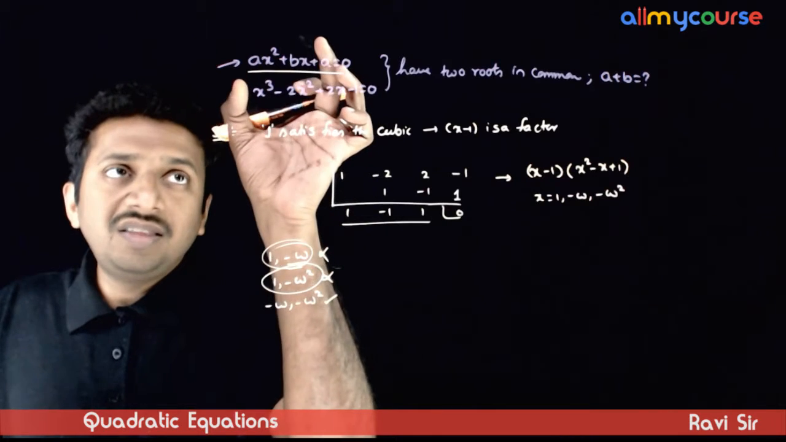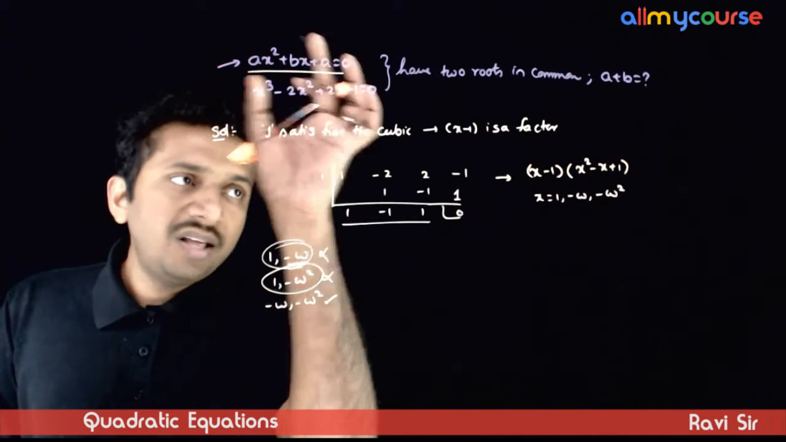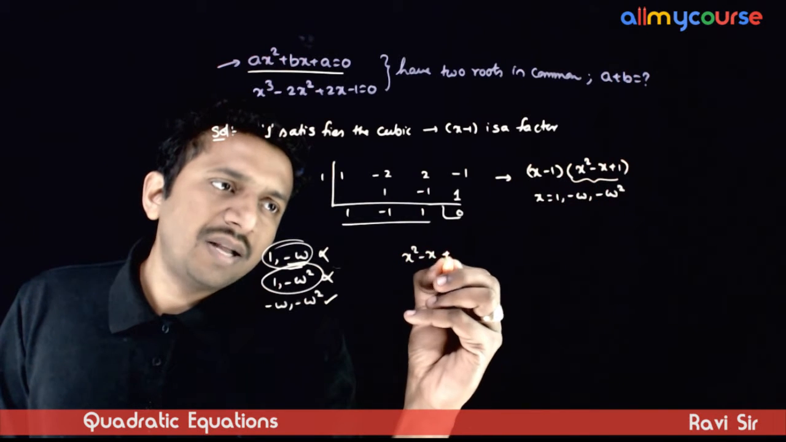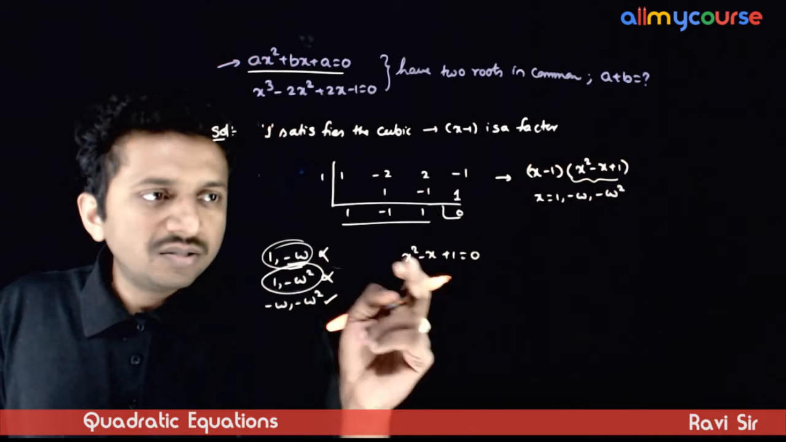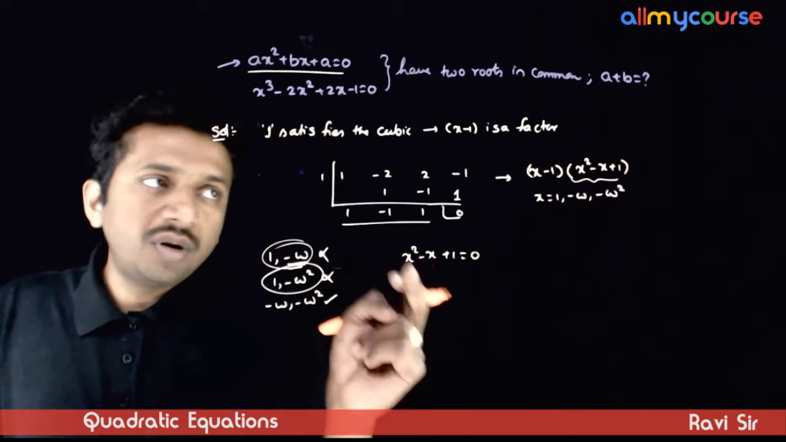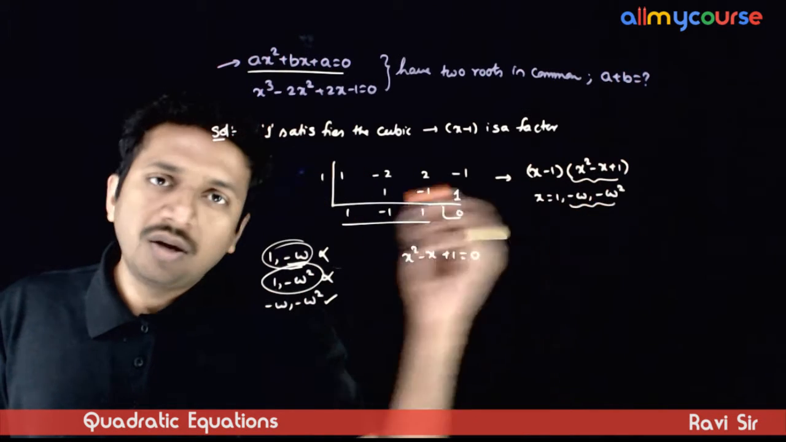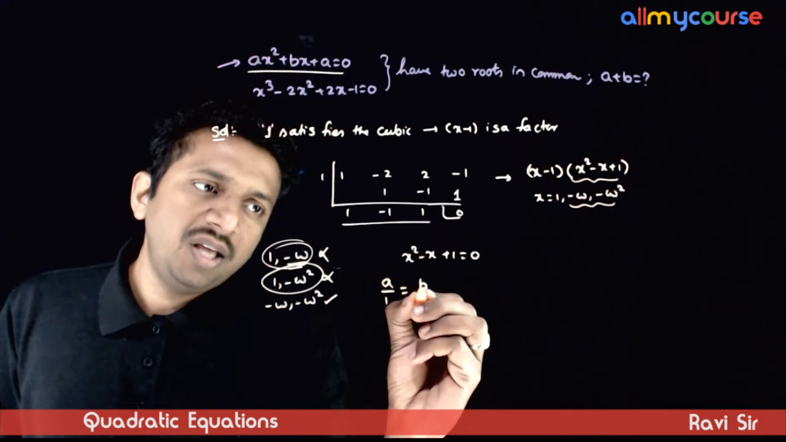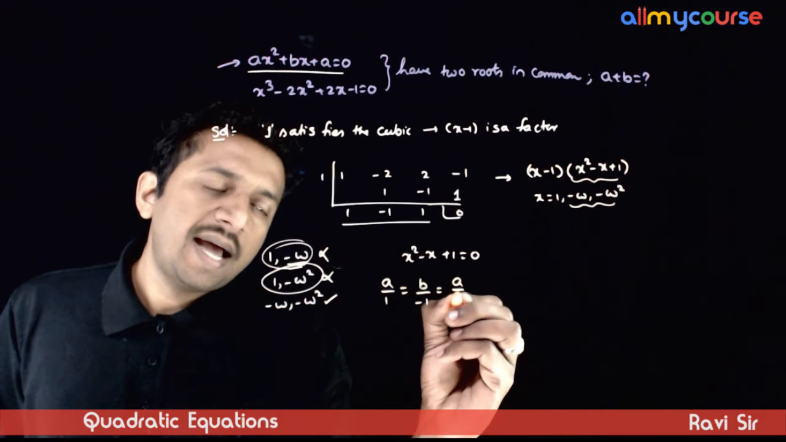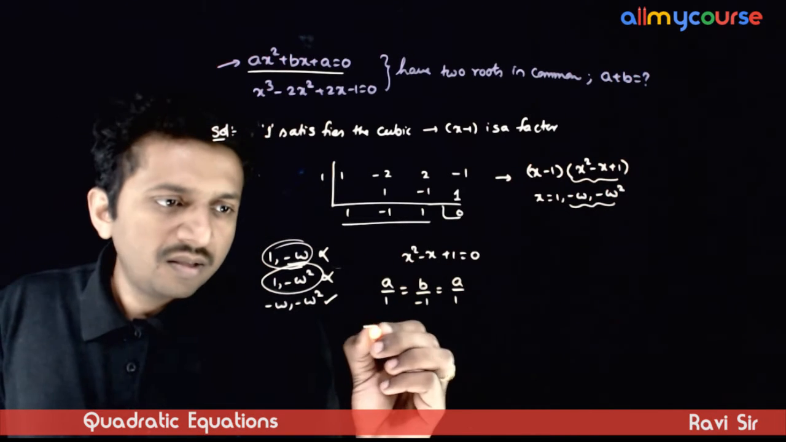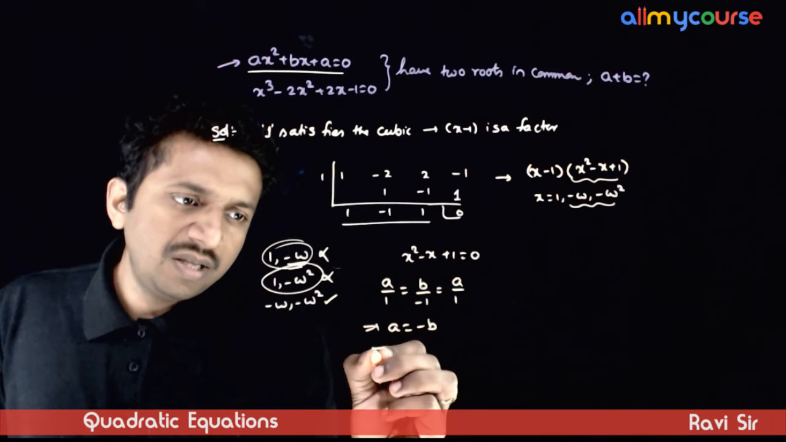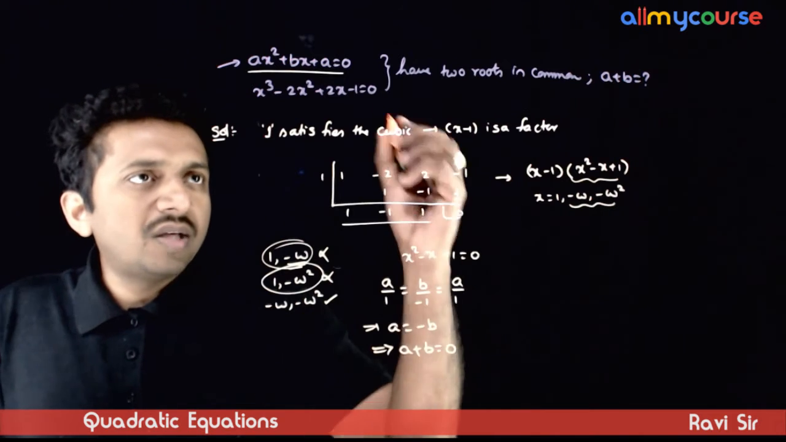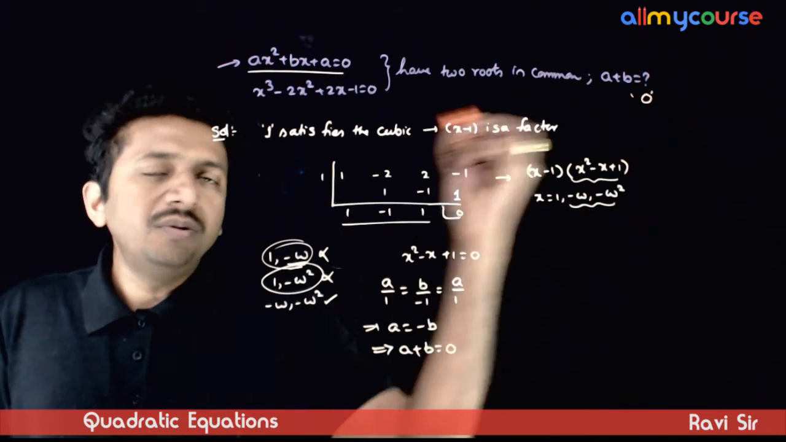That means this equation has to be a multiple of x² − x + 1 = 0. So these two equations should have both the roots in common. Hence, if you take the ratios, a/1 has to be equal to b/−1, which has to be equal to a/1. This implies a = −b, and this implies a + b = 0. So the answer a + b will be equal to 0.